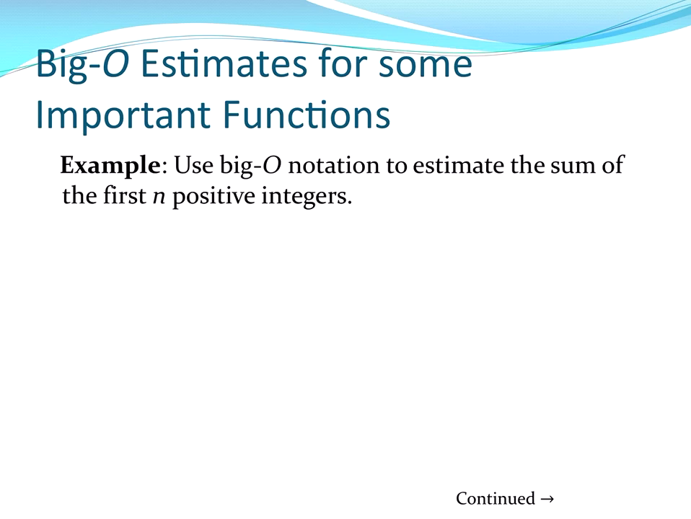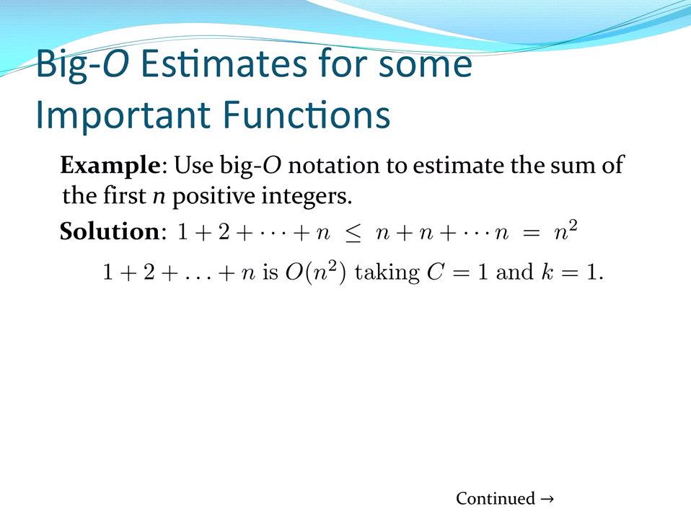Let's look at a couple of other functions that are pretty typical. This one is very typical. We're going to be looking at the sum of the first n integers. What is the big O of that? Well, we'll do creative replacement, and we'll replace every term by n, since that is always greater than or equal to that term. Well, if I do that, then I have n of those, which gives me n squared. So the sum of 1 to n is going to be big O of n squared, with c equal 1 and k equal 1.